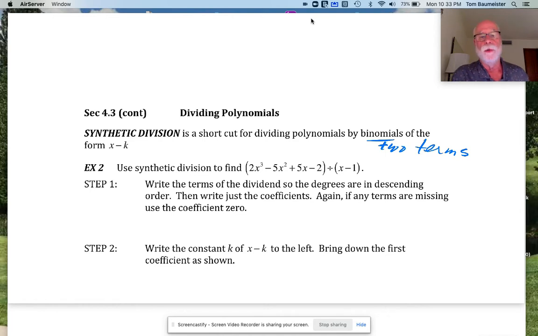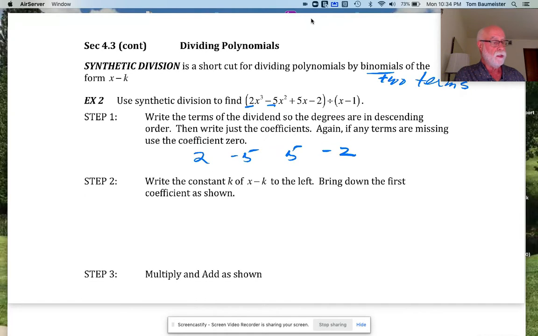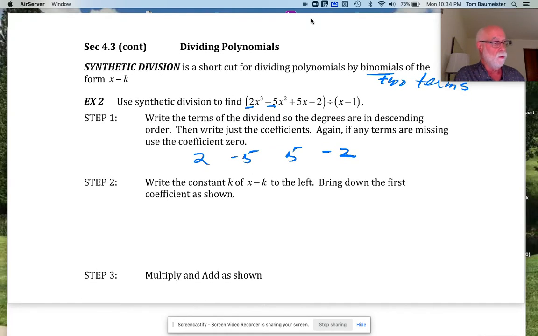I noticed in your book a lot of the times it does it in descending order, but I have seen ones where it hasn't. So we're going to write them in descending order. Again, we have 2, negative 5, 5, and negative 2. Then it says write the constant k of x minus k to the left and bring down the first coefficient as shown.